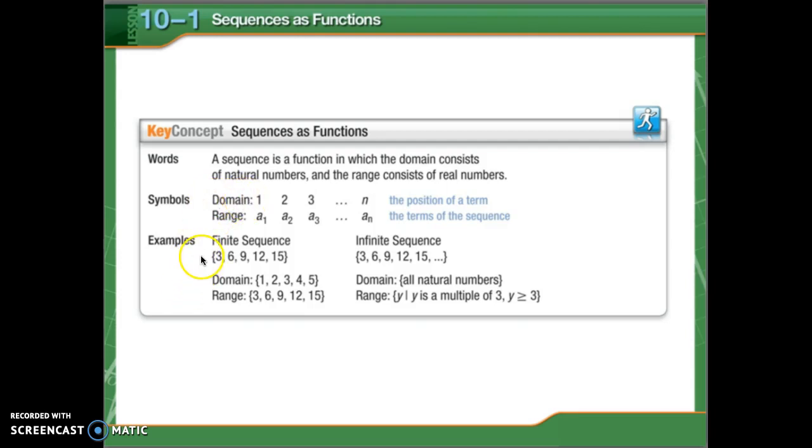So you see here we have an example of a sequence: 3, 6, 9, 12, 15. That's a finite sequence because there's only 5 terms in it. And we also have infinite sequences, the opposite of finite, which says 3, 6, 9, 12, 15, and then ... means it keeps going forever.